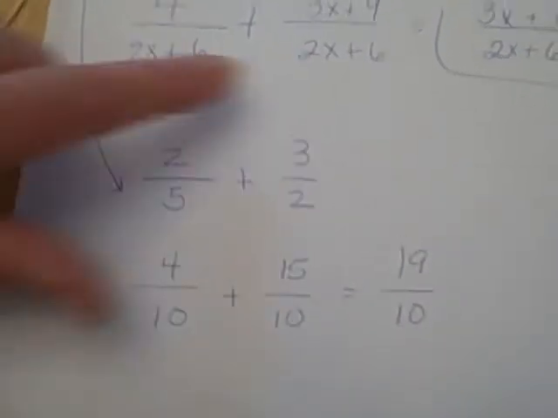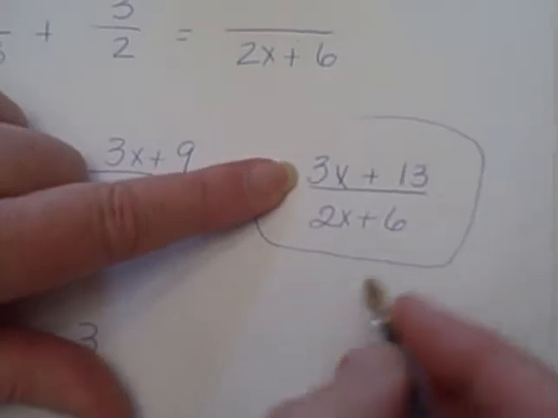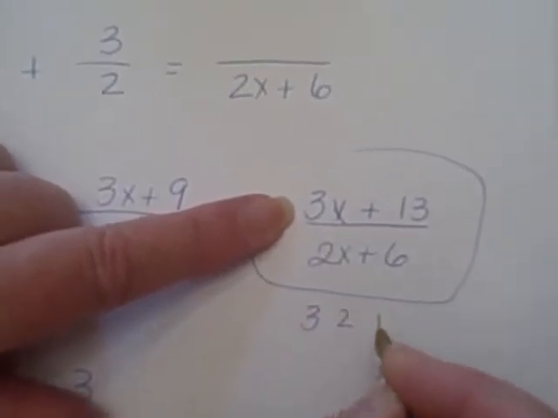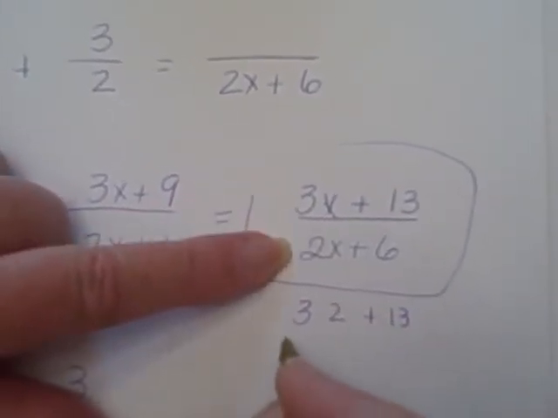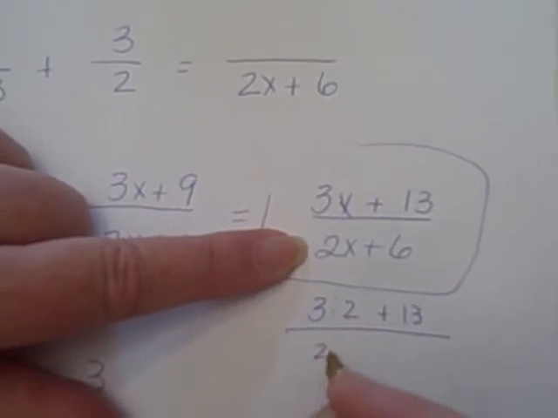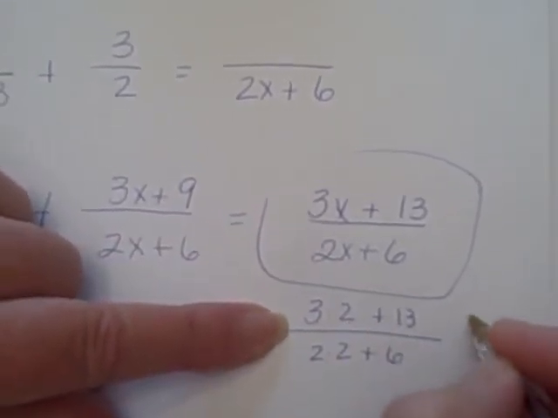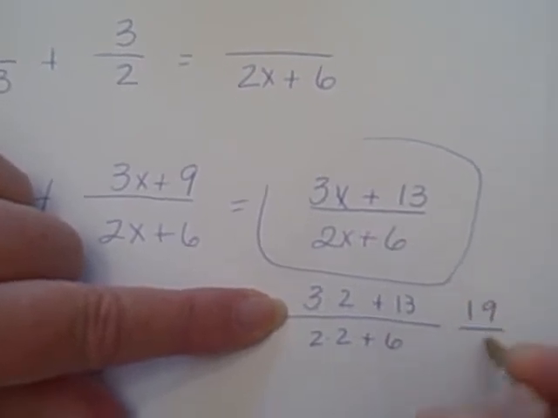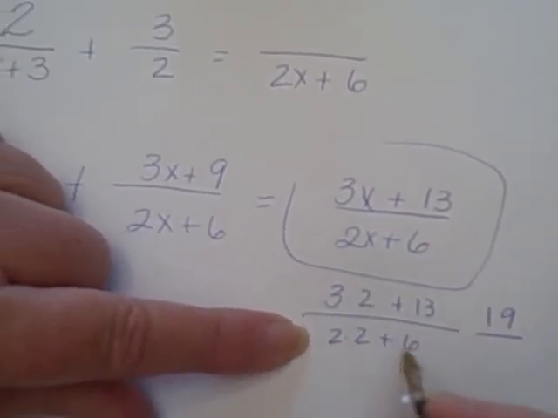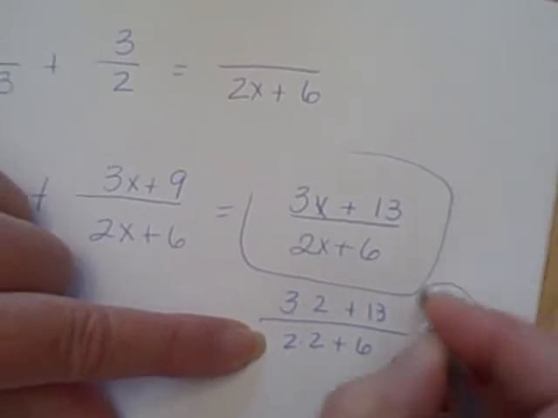But remember we said x was 2. Let's go up here and see if we get 2. 3 times 2 plus 13 divided by 2 times 2 plus 6. This is 6 plus 13 is 19. This is 2 times 2, which is 4, plus 6 is 10. We've got a correct answer.